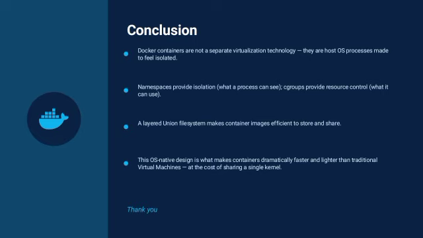Conclusion. To wrap up, Docker containers are not a separate virtualization technique. They are simply host OS processes made to feel isolated. Namespaces give us isolation, controlling what a process can see. Cgroups give us resource control, limiting what it can use. And a layered union file system makes container images efficient to store and share. This OS-native design is exactly what makes containers so much faster and lighter than traditional virtual machines. What's the trade-off of sharing a single kernel?